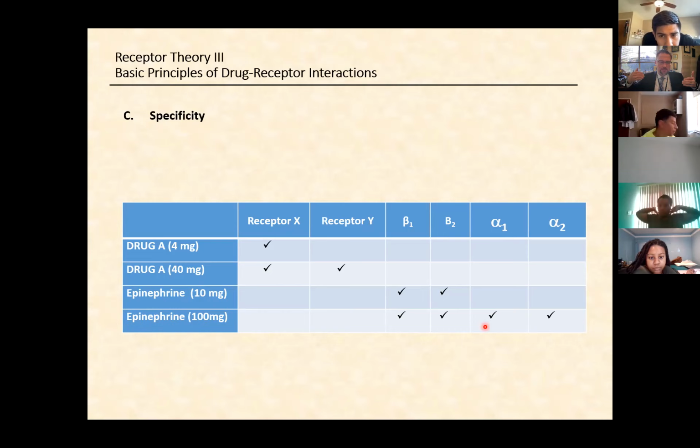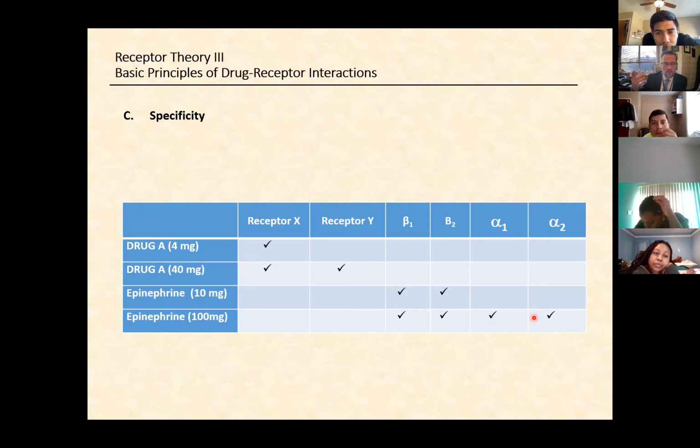If I were to ask you what the specificity for epinephrine is at 100 milligrams, what would you say? What would be the list of receptors that epinephrine interacts with at 100 milligrams? Adrenergic receptors, beta 1, beta 2, alpha 1, and alpha 2. That's it. That would be your specificity, right? Now, if we give a lower dose of the drug, like 10 milligrams, there's less drug in your biological system. And the probability that the drug will interact with receptors that it's not supposed to decreases significantly.